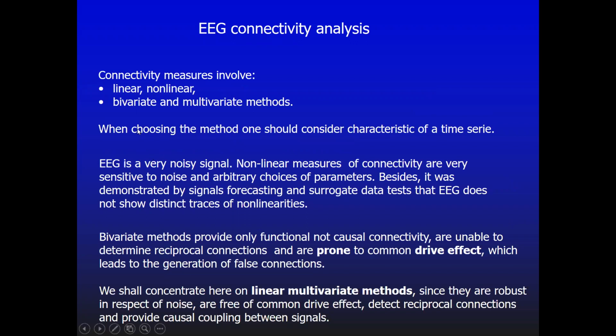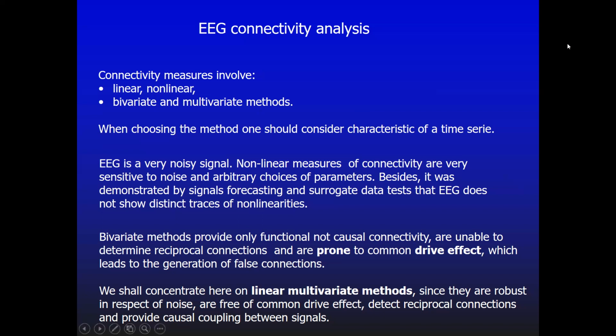Connectivity measures involve linear, nonlinear, bivariate, and multivariate methods. When choosing the method, one should consider characteristics of a time series, e.g., is it a very noisy signal. Nonlinear measures of connectivity are very sensitive to noise and arbitrary choices of parameters. Besides, it was demonstrated by signals forecasting and surrogate data tests that EEG does not show distinct traces of nonlinearity.